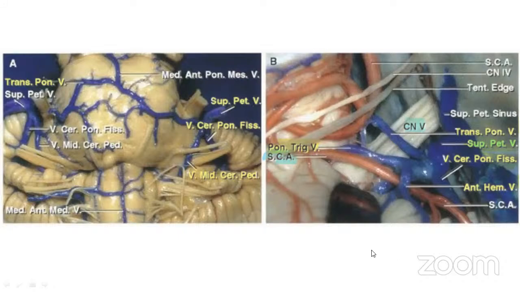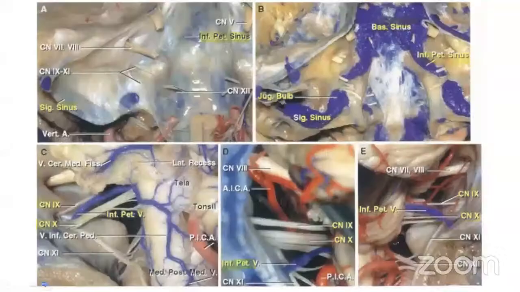This is a retrosigmoid dissection in which we can see that the pontotrigeminal vein, anterior hemispheric vein, and vein of the cerebellopontine fissure drain into the superior petrosal vein. It is important to observe that this complex of veins is encasing the trigeminal nerve and the superior cerebellar artery. So during the exposure of the trigeminal nerve, it is important not to injure the superior cerebellar artery, while we can at times compromise these veins, which we'll discuss in further slides as well.